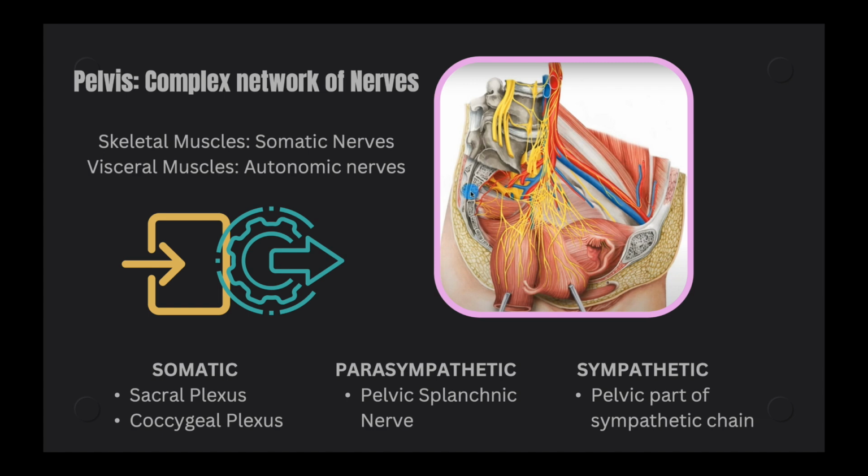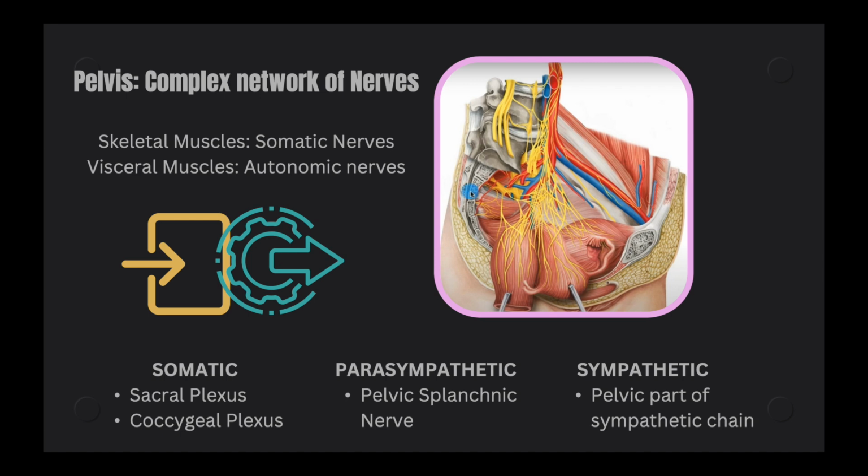Now, specifically to the pelvis, I will just introduce you to the names of these nerves. First is the somatic nerve. Somatic means sensory and motor nerves for skeletal muscles. So remember, there are only two important plexuses, which I will tell in detail about: the sacral plexus and the coccygeal plexus.